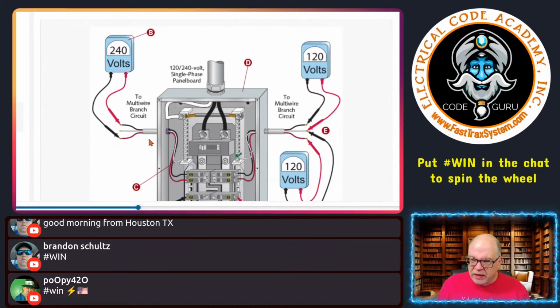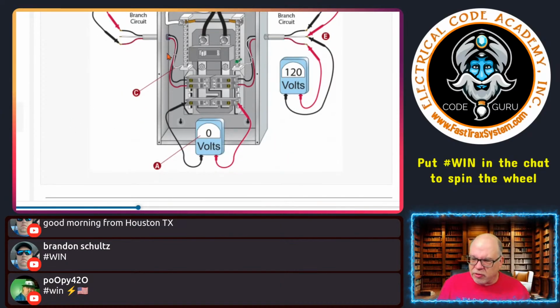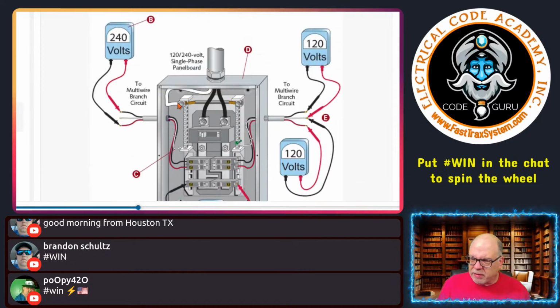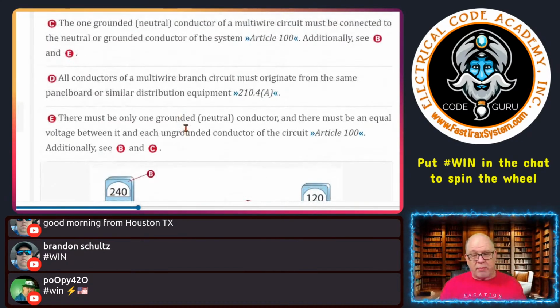Over here, multi-wire branch circuit, but remember what we said here. This measurement would be leg to leg, and that would be 240. So this is 120, this is 120, so it's 240 volts between them. No brainer. We will talk about some of these other rules as we get into them, but I just want to make sure we're establishing what a multi-wire branch circuit is.